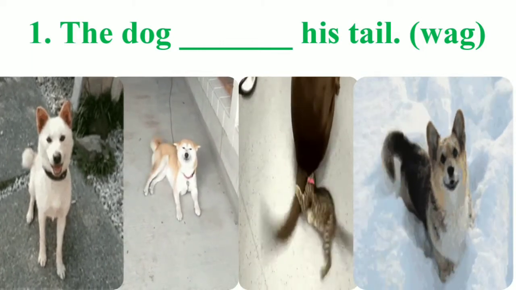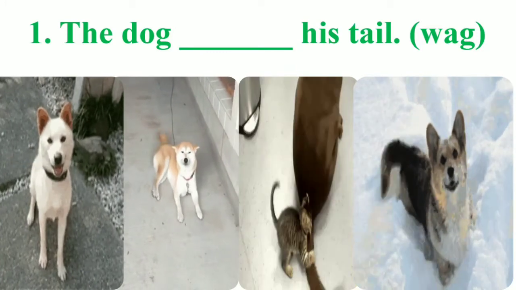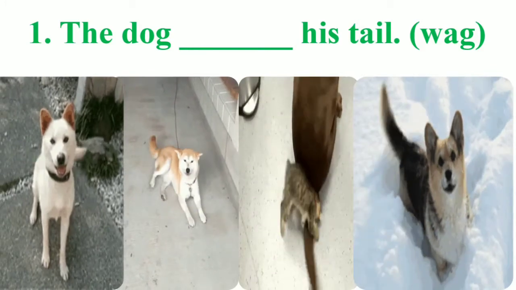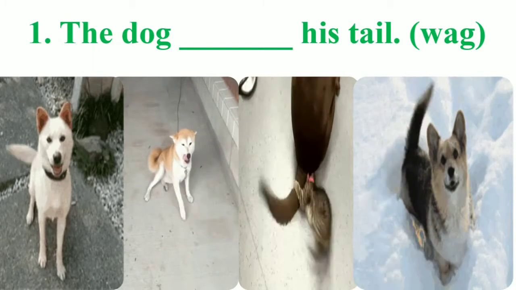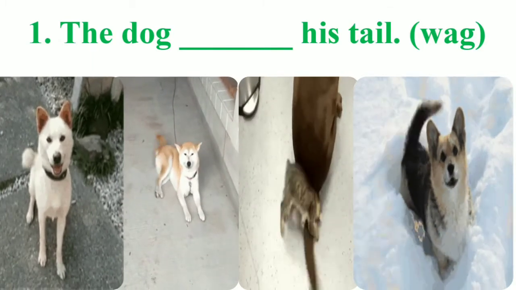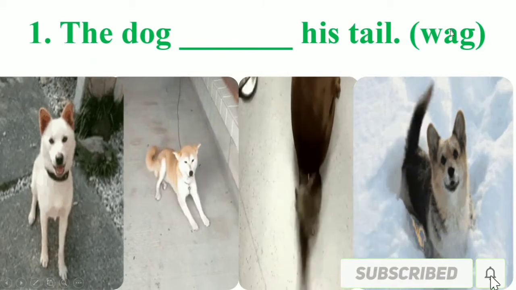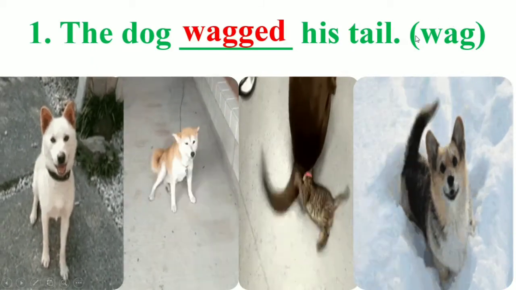Okay, so here are some exercises for your better understanding. Let's see how you can do in this exercise. Look here, the first one. The dog dash his tail. The dog is wagging his tail. As a clue, you have got wag. So what we are going to do? We are going to double the last consonant as we have got a vowel and before the vowel there is a consonant. So the dog wagged his tail.